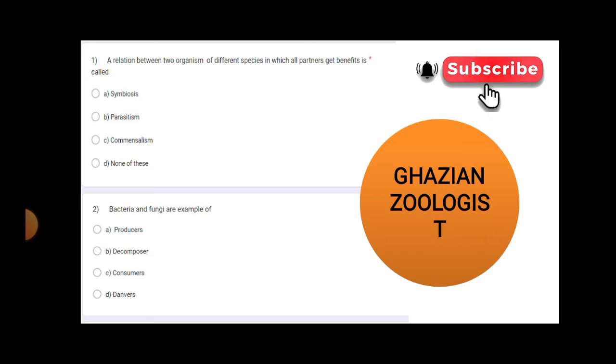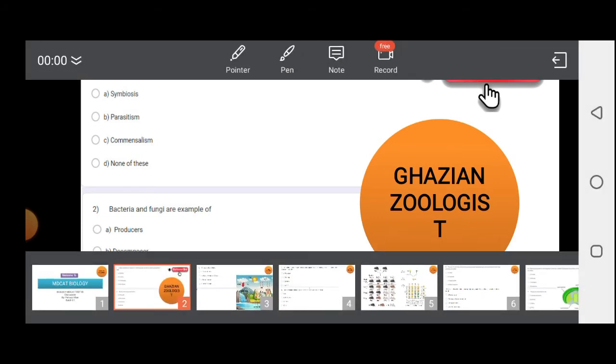partners get benefit. We are talking about two organisms, and they belong to two different species. They are not belonging to the same species. Both of these are getting benefit, then this case is called symbiosis. If both of them are getting benefit, then this case is called symbiosis.